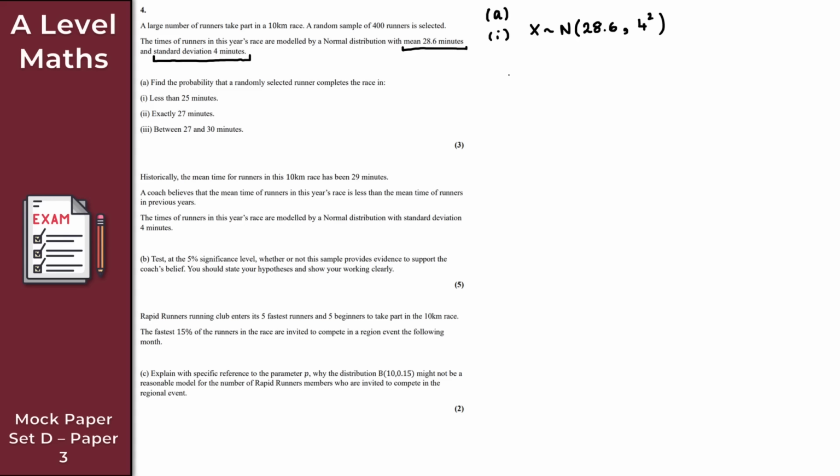So for A part 1 then, what I want here is the probability that X, our random variable, is less than 25, right? Less than 25 minutes. Now, as we already said, just use your calculator. Obviously it's the normal distribution. You've got a choice then of NPD or NCD. For the normal distribution, what I want you to remember is it's always NCD. It's never NPD for the normal distribution, always NCD.